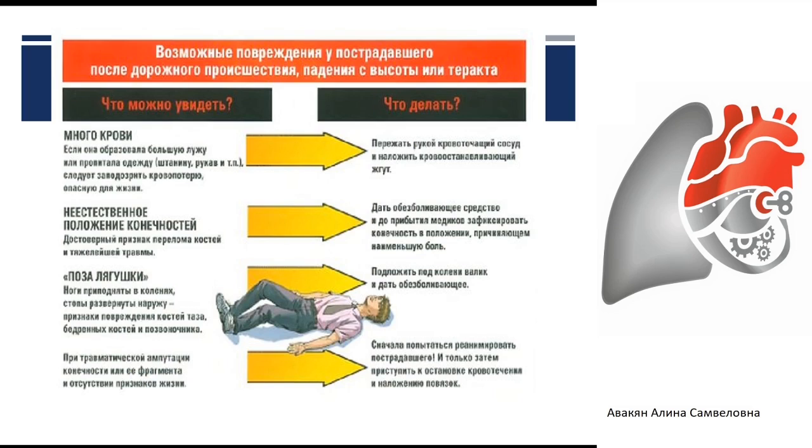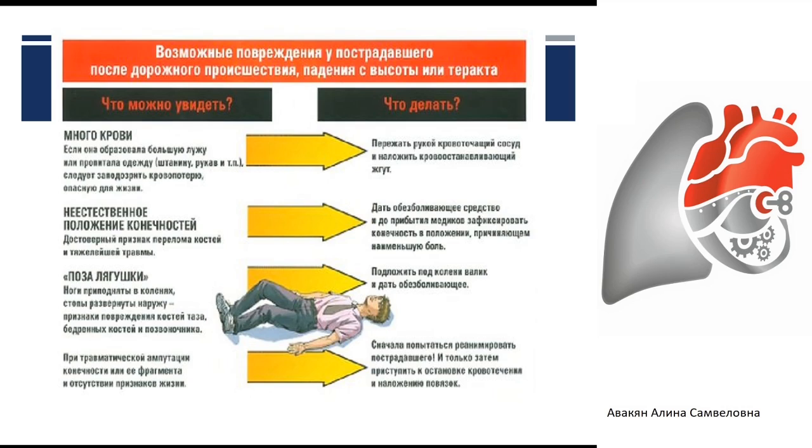Possible injuries to the victim after a road accident, fall from a height, or terrorist attack. What can you see and what can you do? A lot of blood. If a pool of blood has formed or it has soaked clothing, life-threatening blood loss should be suspected. You need to pinch the bleeding vessel with your hand and apply a hemostatic tourniquet.